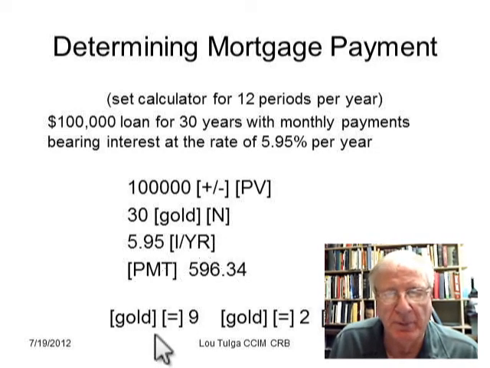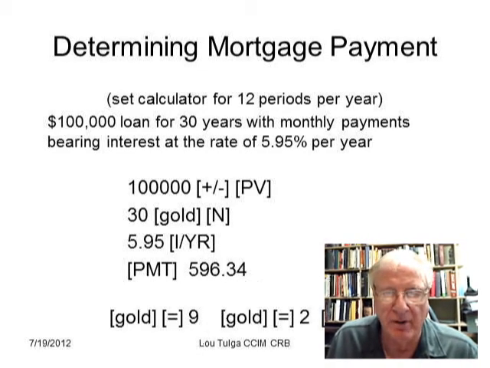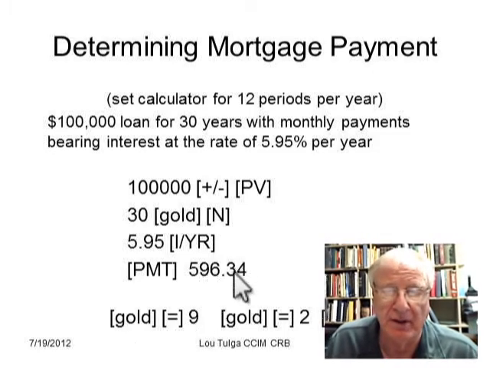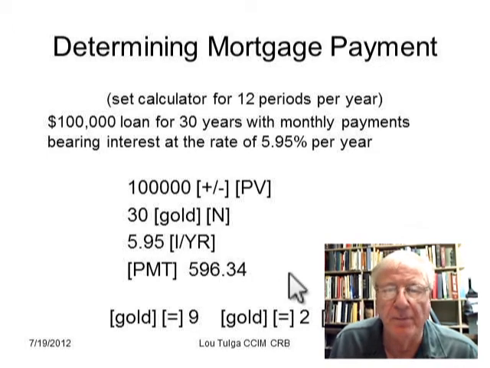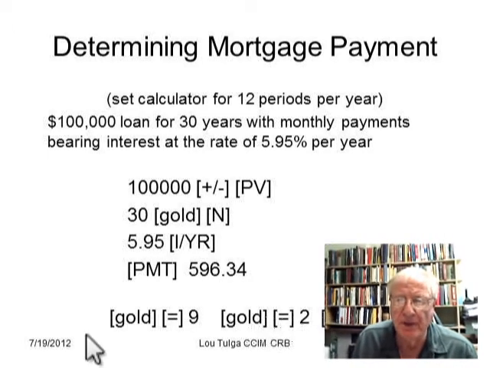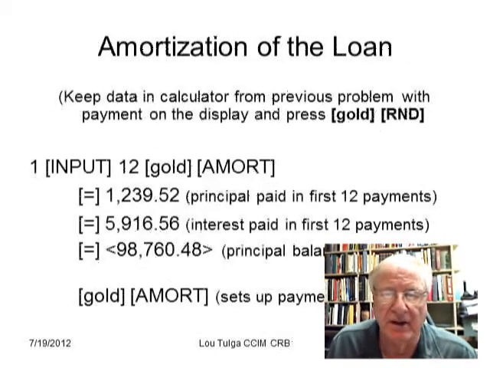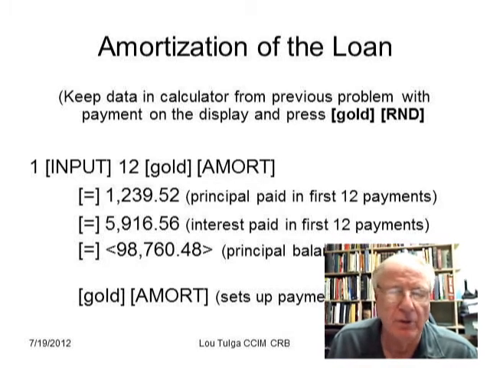If you want to know what the real payment is going to be, that's the check payment, the payment required over the period of years, you hit gold key equals 9, and you'll see something like 9 digits, 596.34432, then hit gold equals 2, and you're back to where you want to be with dollars and cents. With this same information in the calculator, you can do a quick amortization.